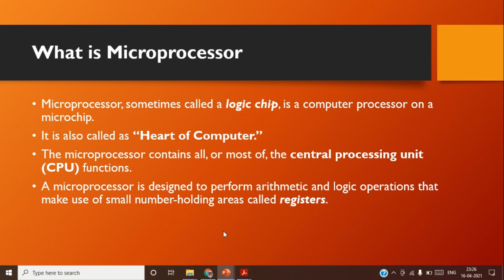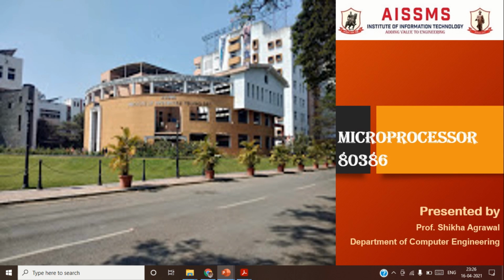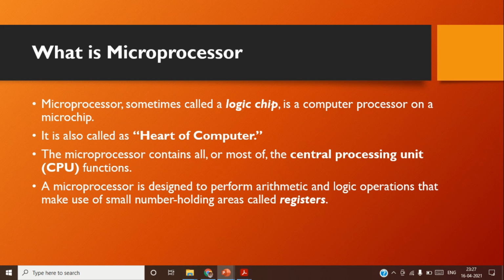So the microprocessor contains all or most of the central processing unit. The CPU is sometimes also called the microprocessor, and the microprocessor is called the CPU, because it is the main central processing unit of your computer. The microprocessor is designed to perform arithmetic and logic operations that make use of a small number of holding areas, which are called registers. So it has a small amount of storage to store the arithmetic or logical operation results temporarily. So these kinds of registers are generally called general purpose registers.